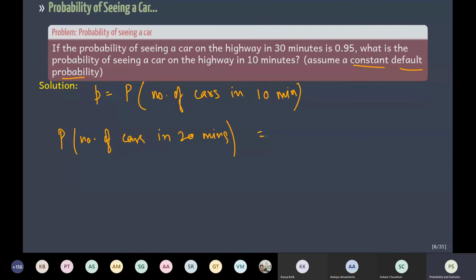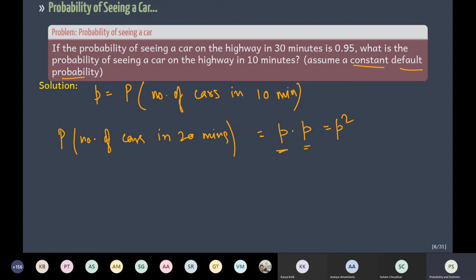since we assume this constant default probability, in this case it will be like the product of the probabilities. So it will be like P times P, the probability that I see a number of cars in 10 minutes, and then the probability that I see a number of cars in the next 10 minutes, and so on. Okay, so in this case it will come out to be P squared. I have not introduced formally the concept of independence, but we are trying to solve this intuitively right now. But I will define independence and then concretely tell you.